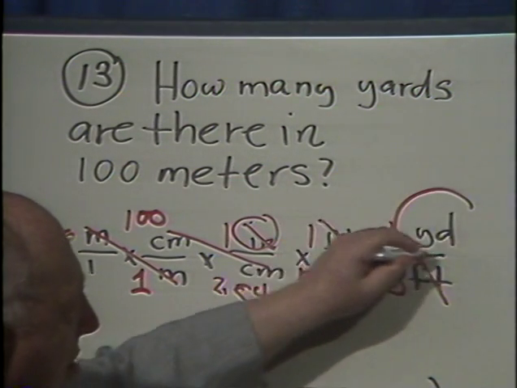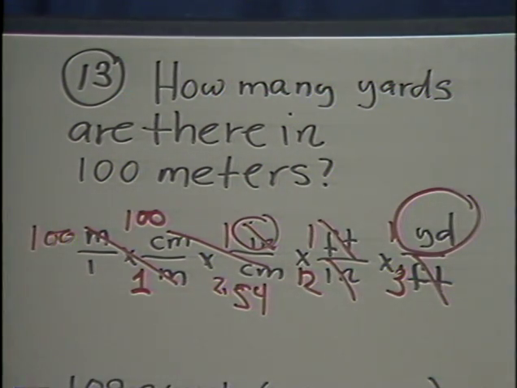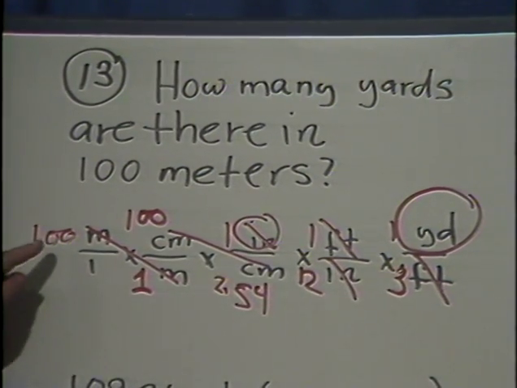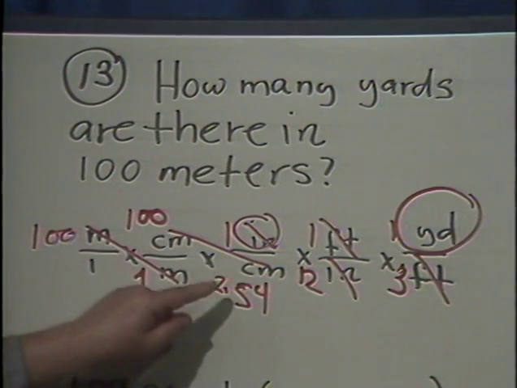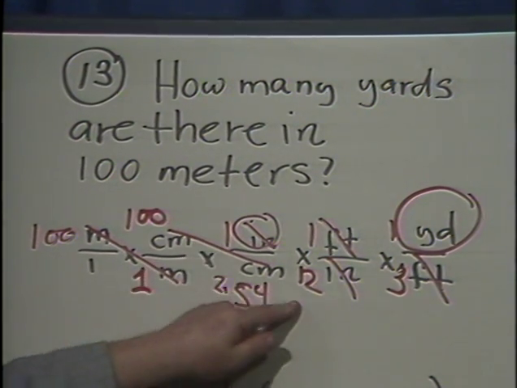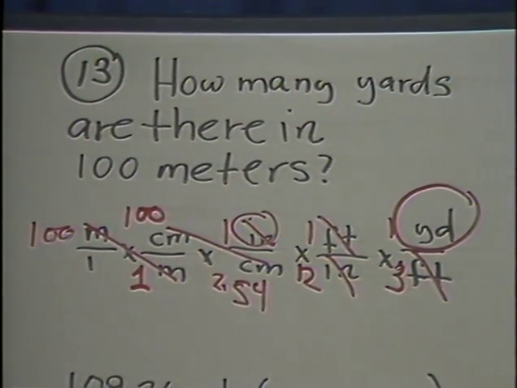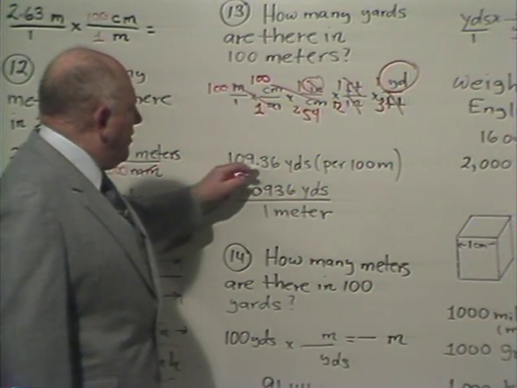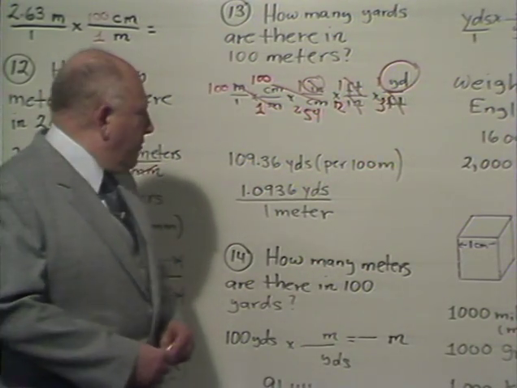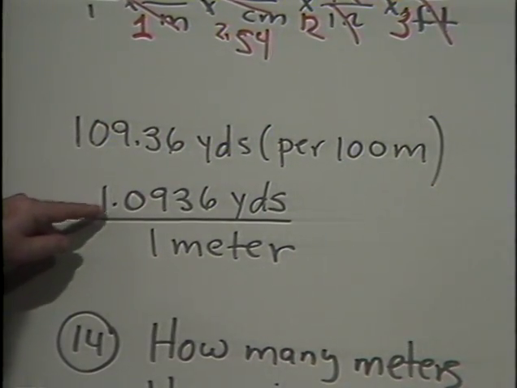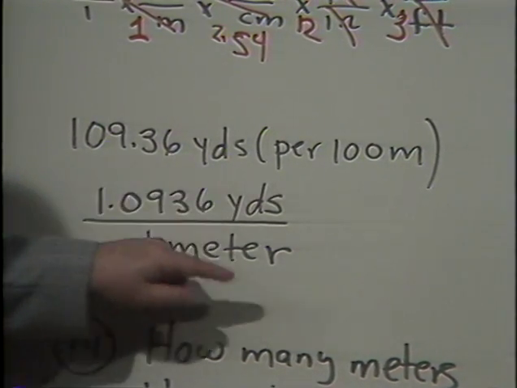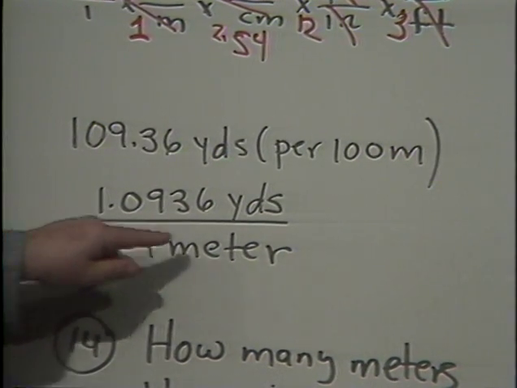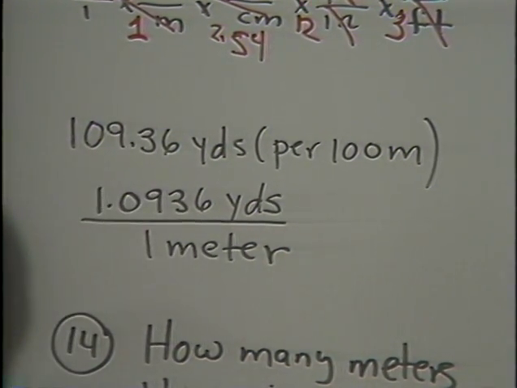Now my rough check is, when I'm all done, only the label I want should be present. Now I do the resulting arithmetic. It's 100 times 100 divided by 2.54 divided by 12 divided by 3. And hopefully you see the advantage of using a calculator now. And we wind up with 109.36 yards per 100 meters, or if you wish, you could say what? 1.0936 yards per meter. And if you want meters per yard, just flip this thing over, right? 1 meter over 1.0936 yards.